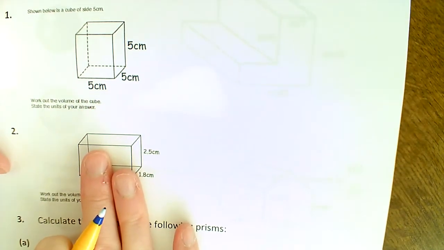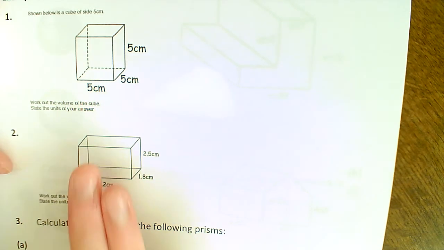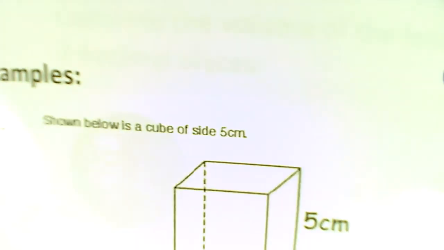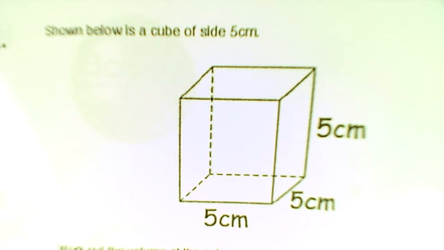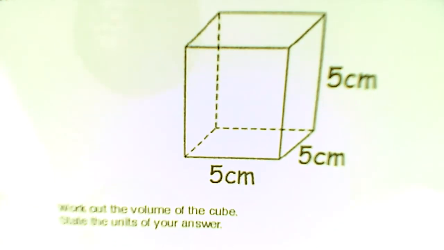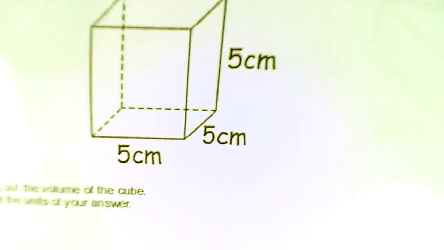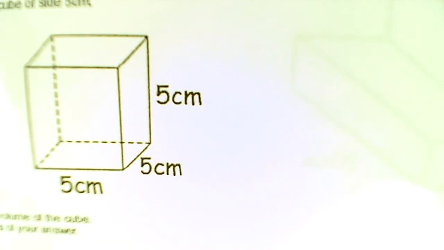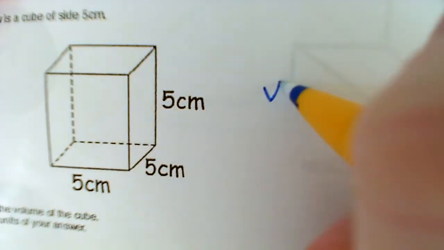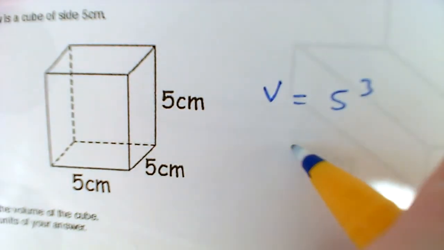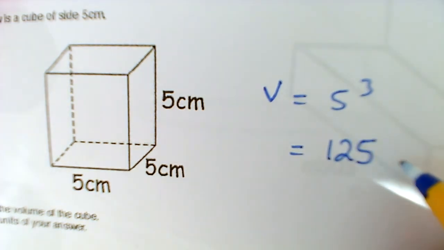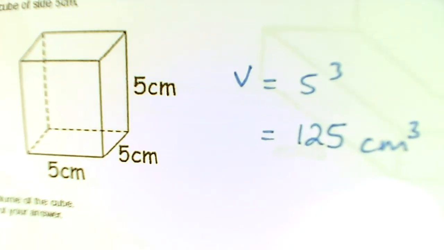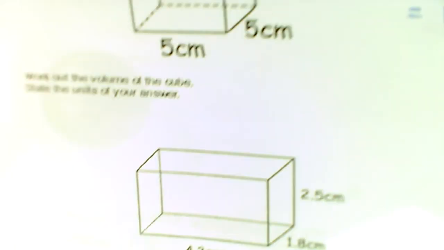So our first one, okay, so shown below is a cube of side 5 centimetres. Work out the volume and state the units. Okay, so our volume is going to be 5 cubed, which is 125. It's in centimetres, and volume is centimetres cubed then for our units.